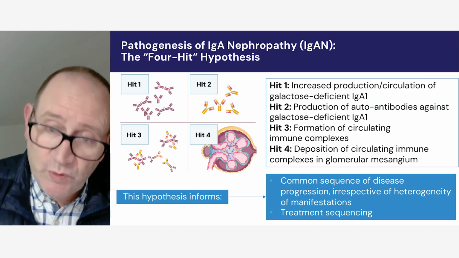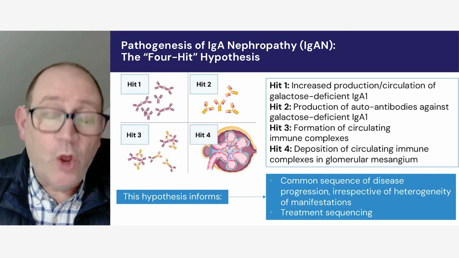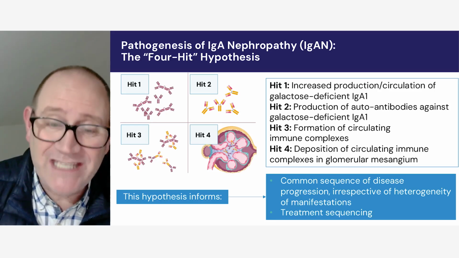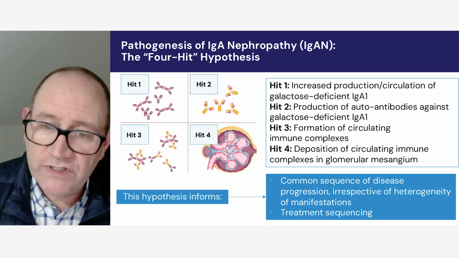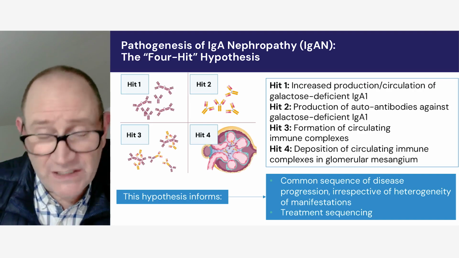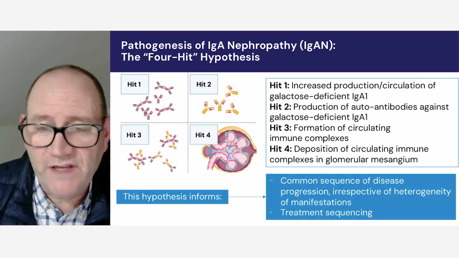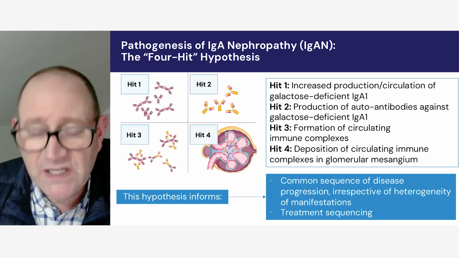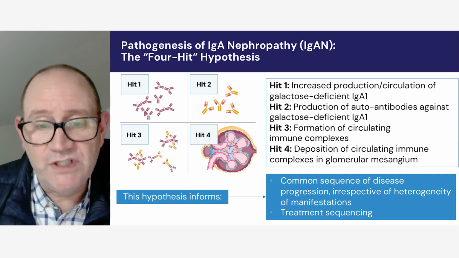And as I say, these immune complexes comprise the Gd-IgA1, lots of serum proteins, complement proteins, other proteins, and these anti-glycan antibodies. And it's these immune complexes that ultimately deposit and accumulate within the glomerular mesangium, where they trigger activation of mesangial cells, release of pro-inflammatory and pro-fibrotic factors that ultimately lead to loss of kidney function. And that encapsulates hit 4, the downstream consequences of that immune complex deposition.